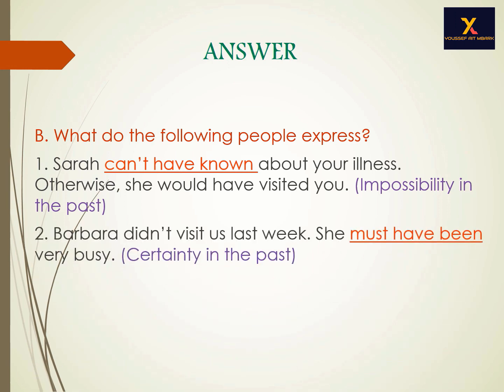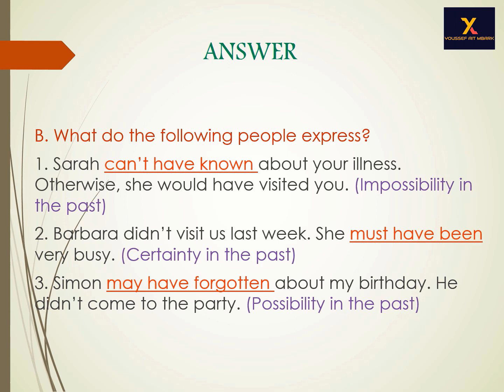Sentence 2. Barbara didn't visit us last week. She must have been very busy. We have must plus have plus been, and been here is the past participle of be. The modal must expresses certainty.